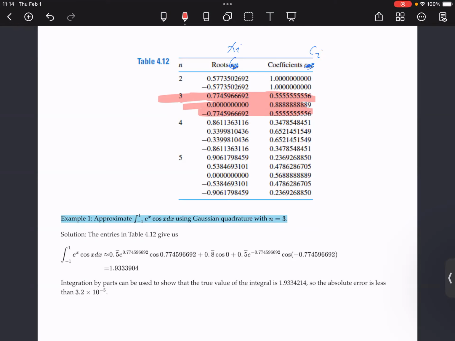For this one, we just do the substitution: it is e^x cosine x evaluated at the first node point. And for the origin node point, it should be e^0, because e^0 equals 1. So we just write that here.